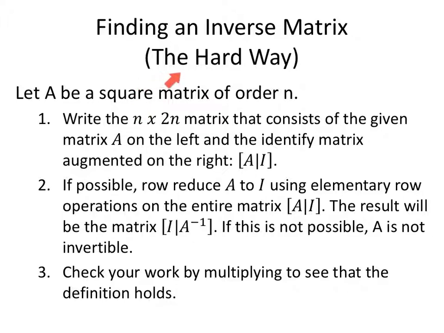Now this, that I call the hard way, is the method that works for every single square matrix that you have. No matter the size, you can find the inverse using these steps. The steps are not hard. It's just sometimes that you don't want to do all of those steps if there's an easier way. But let's check at least one example using this method.